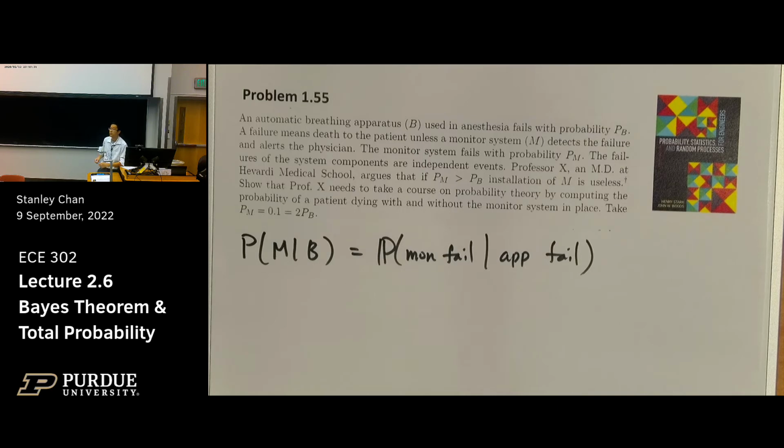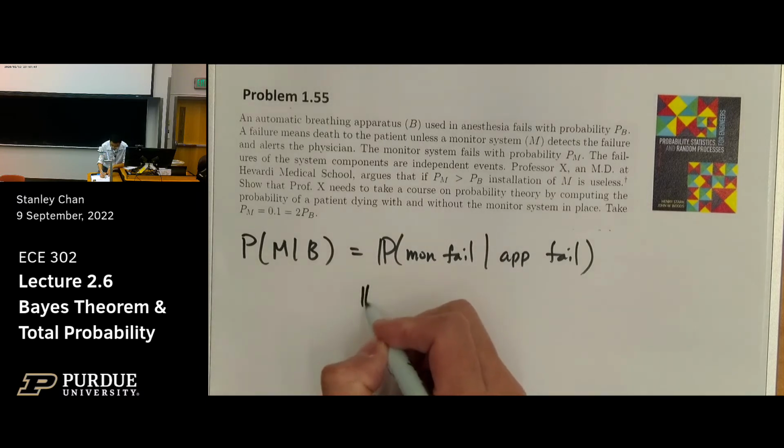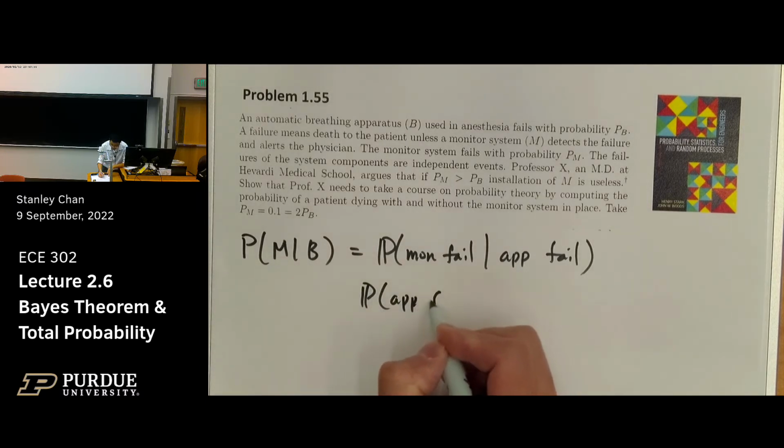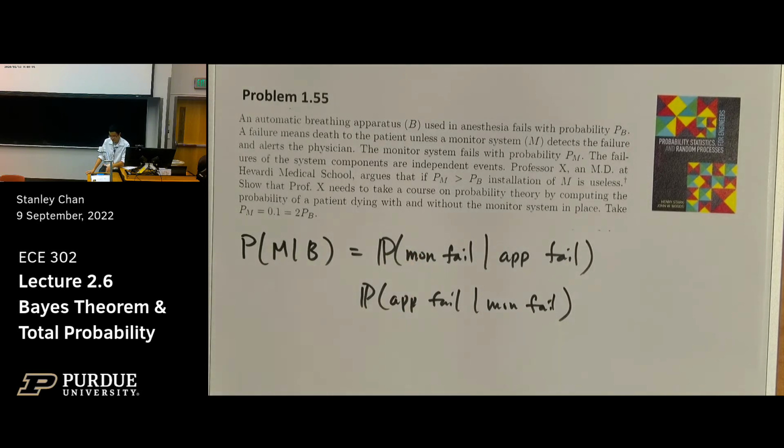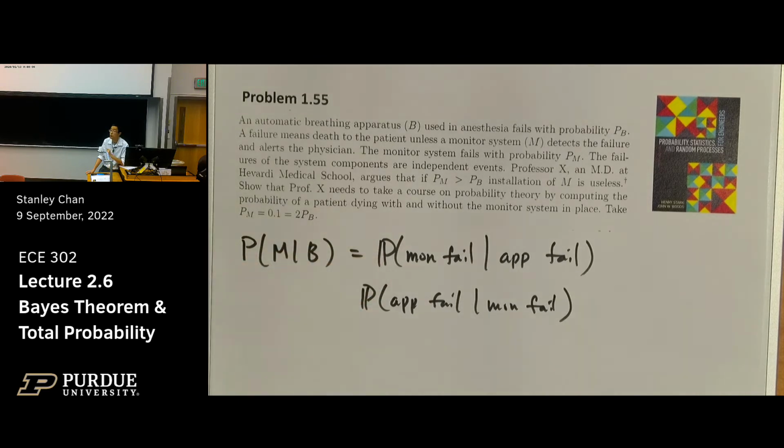So we can compare two cases where the monitor fails given that the apparatus fails, and the other is basically the probability of the apparatus failing given that the monitor fails. So one is app fail given that the monitor fails, right? What is the other one? The other one is this one, right? So your suggestion is that let's look at these two. How about other people?